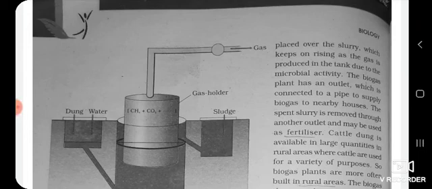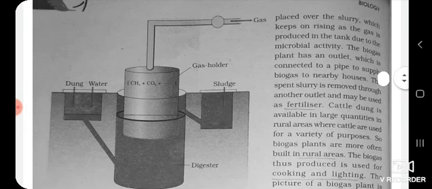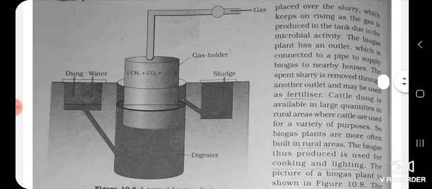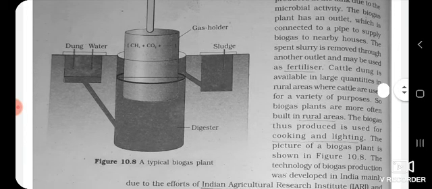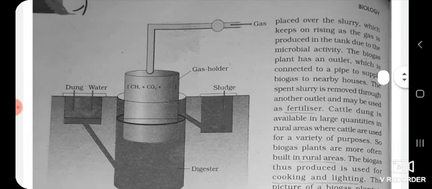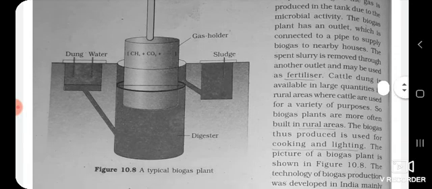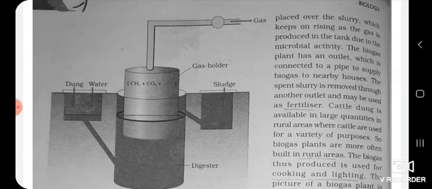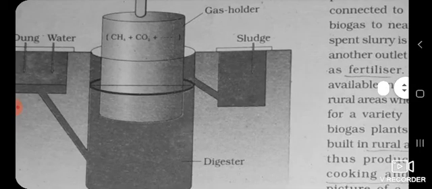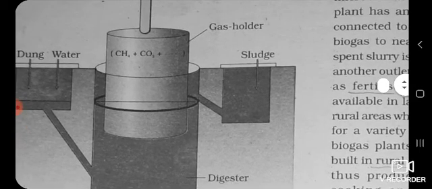Hello students, in today's lecture we will discuss the next part of the microbes in production of biogas. Here you can observe the diagram of a typical biogas plant, and in this the different names are given in the figure. The main container is called a digester. Inside the digester there is a gas holder. Mainly CH4 and CO2 gas are produced in that gas holder.